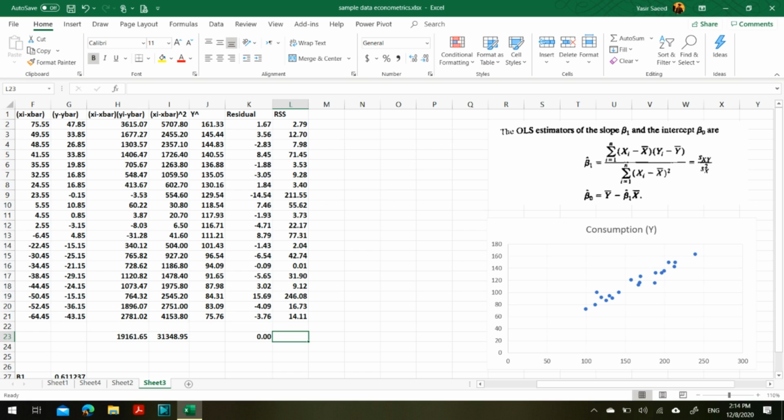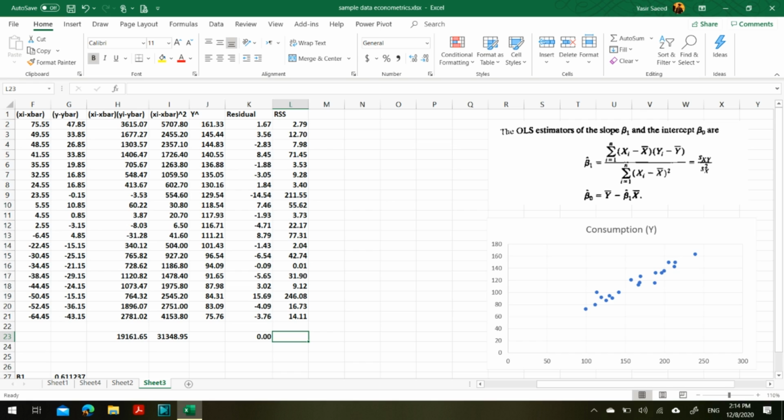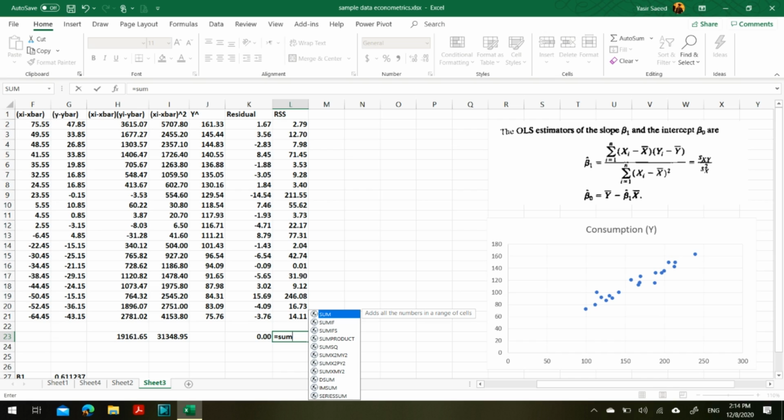So we have the residual sum of square, and the next thing is we need to find the residual sum of square total down here because we haven't summed it up yet, we have only squared it up. So I have written the formula equal sum and bracket start, and now I have selected all the values and bracket close, enter.